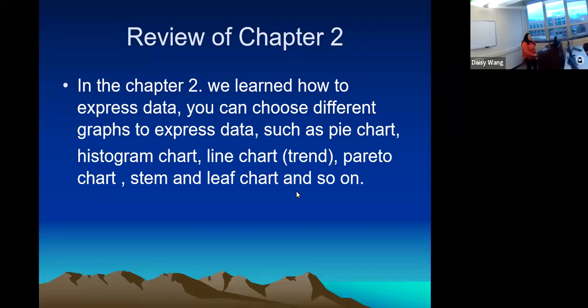We are going to cover... I don't think we can finish chapter 3 today, but chapter 2, just review really quick. We learned how to summarize and express the data, and you can choose different graphs like what you guys did, or tables, or pie chart, histogram, line chart, Pareto, stem and leaf chart. So we can use that to show our data.